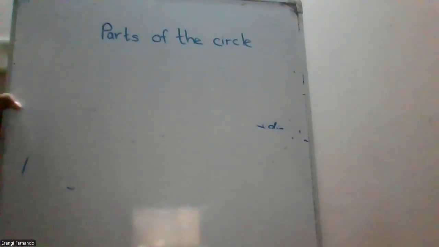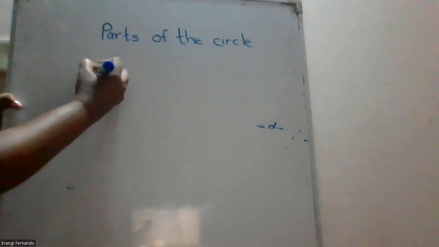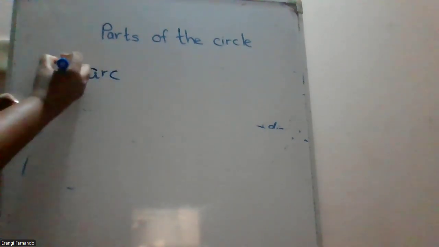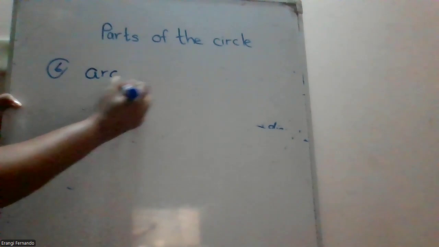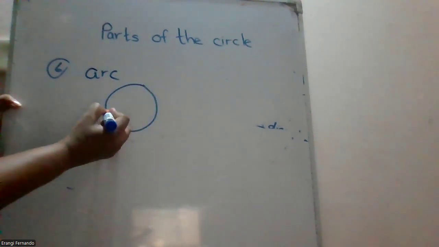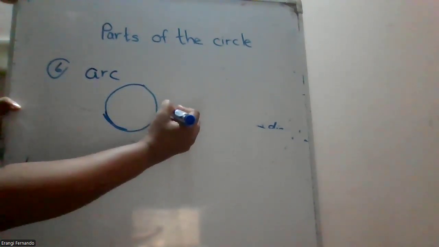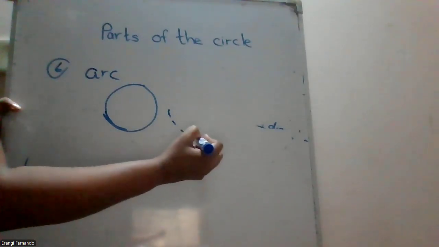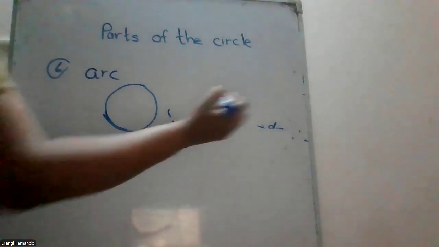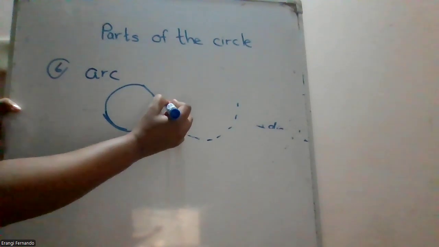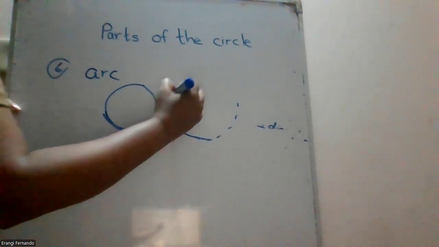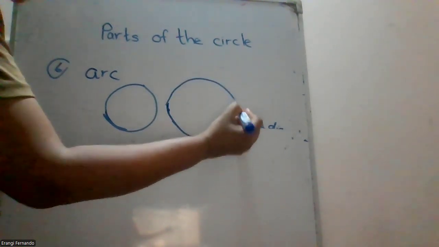The next one, arc. Number 6, arc. The arc is the path along the circumference here. Using arcs only, we are drawing the circumference. The arc is a part of this circumference. This is an arc.